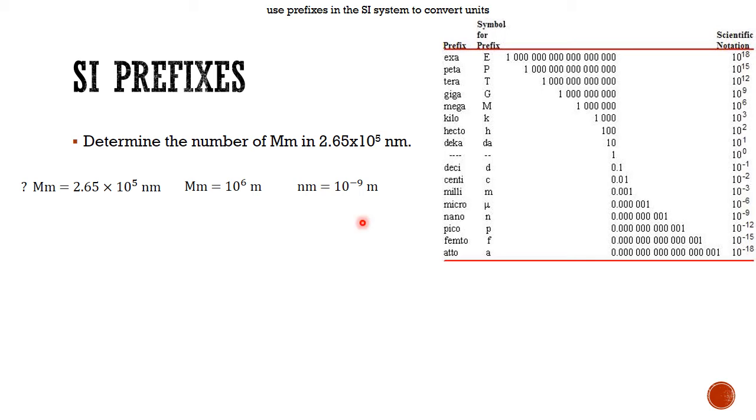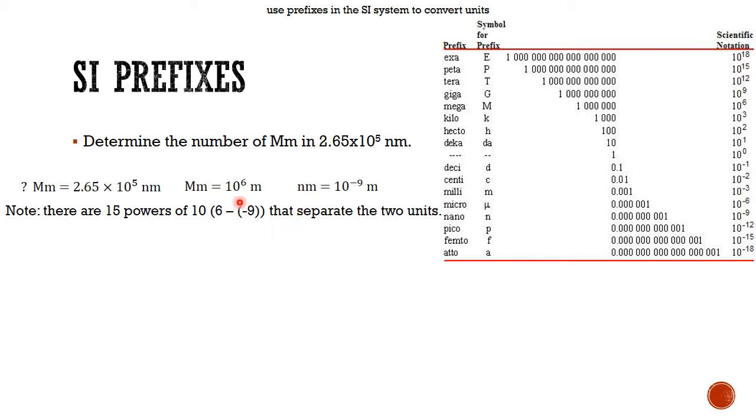Now we could do this in two conversion factors, where I convert from nanometers into meters using this equality, and then from meters into megameters using this one. You could certainly do that, and there would be absolutely nothing wrong with it. But a more efficient way to do it is to just look at the difference in the sizes of these prefixes. I can see a megameter is 10 to the 6th meters, and a nanometer is 10 to the negative 9th meters. So there are 15 powers of 10 that separate those two prefixes, or those two units.